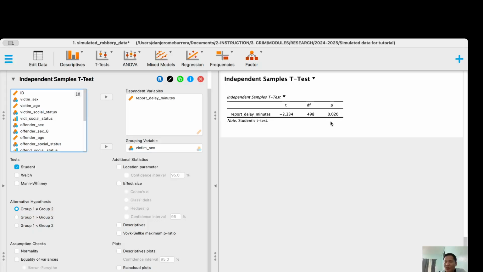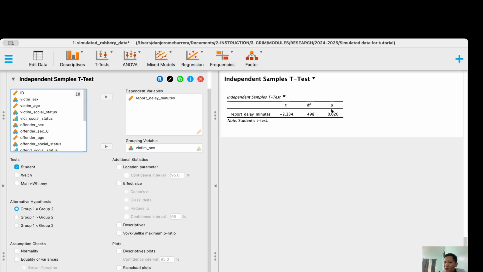This represents the doubt as to the relationship of the two variables, or association between the two variables, sex and delay in minutes. Meaning, we have just 2% doubt as to whether the relationship is true or not. So we can confidently say that they are significantly associated. So we can say that sex affects delay in terms of reporting crimes in terms of minutes.